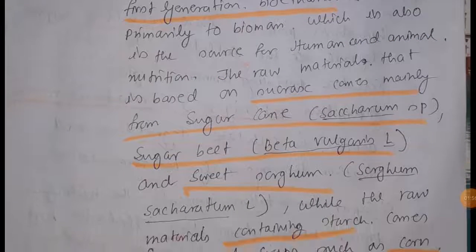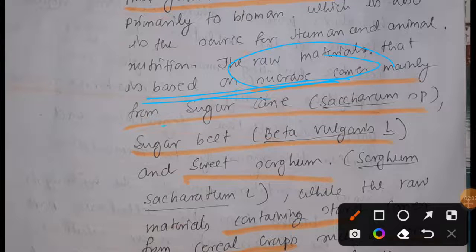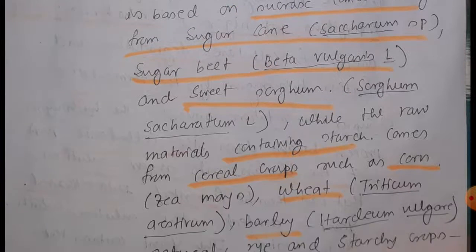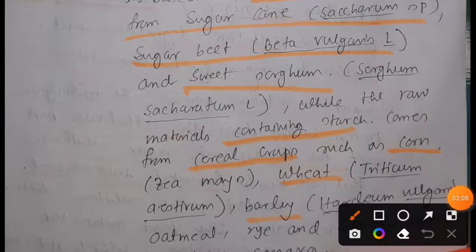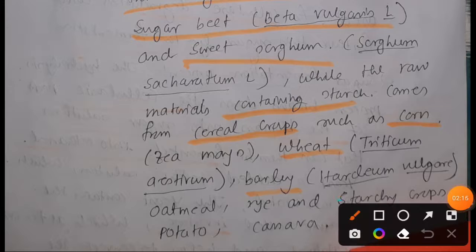The raw materials which are based on sucrose come mainly from sugar cane, sugar beet, and sweet sorghum, while the raw materials which contain starch come from cereal crops such as corn, wheat, barley, oatmeal, rye, and starchy crops such as potatoes and cassava.